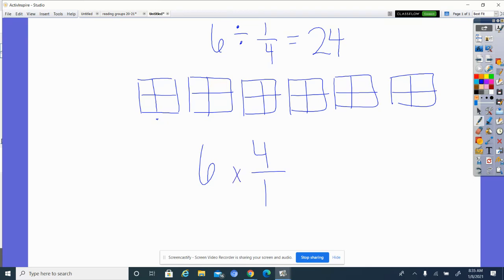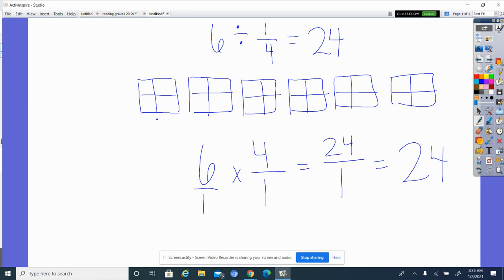Now what? Well, first I've got to put 6 over 1. Multiply straight across. 6 times 4 equals? 24. 1 times 1 equals? 1. And anything over 1 is itself.